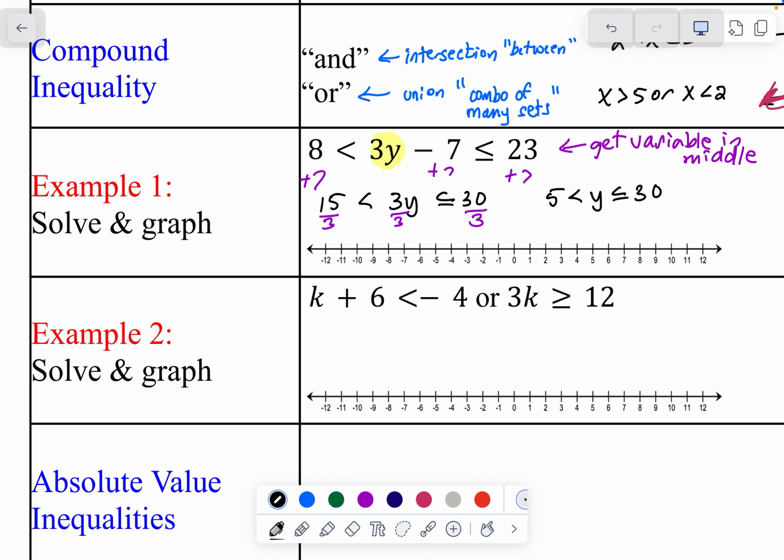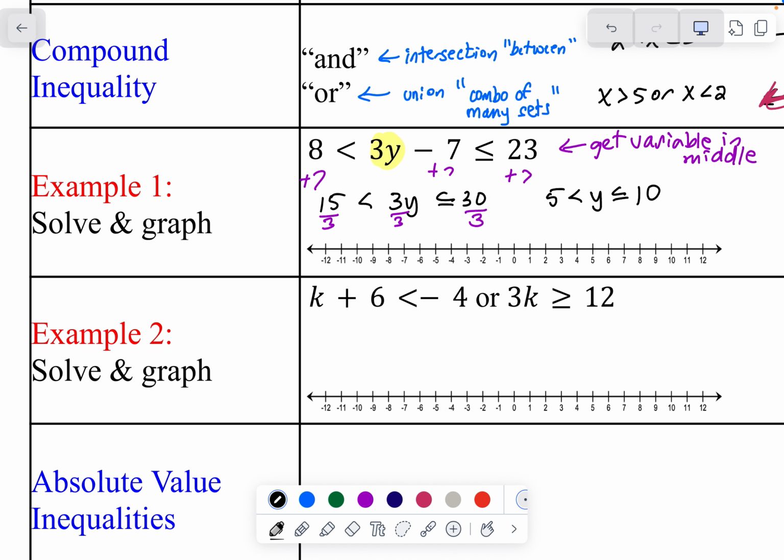Now, I don't really read it like that often. Most of the time, I'm going to say that y is between 5 and 10. It is allowed to equal 10, though. Okay? Now, 30 divided by 3 is 10.